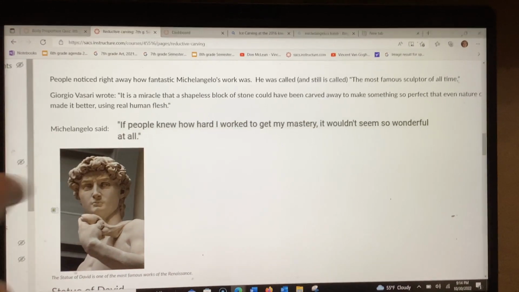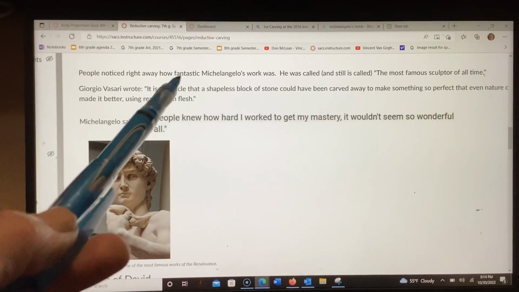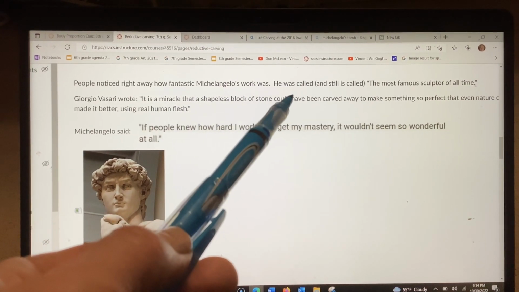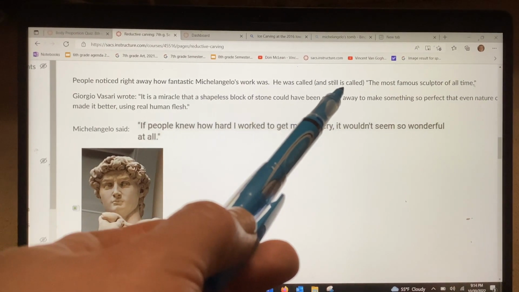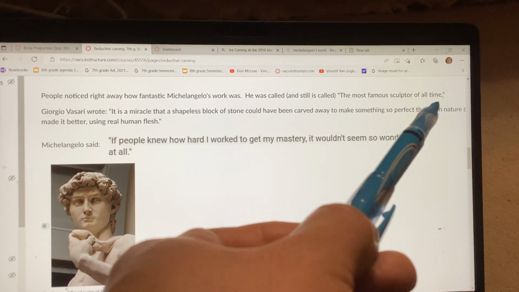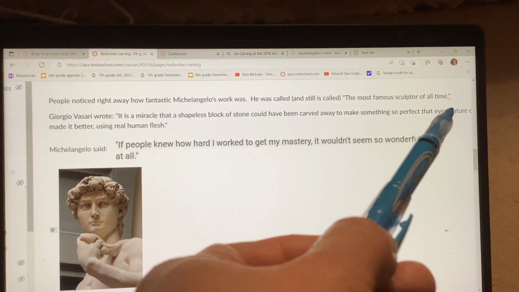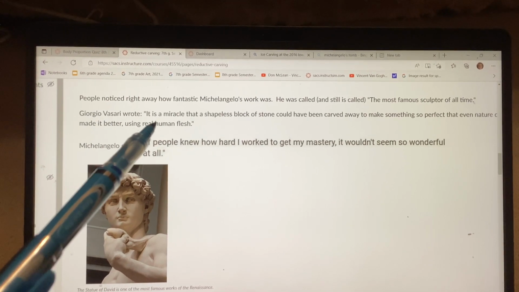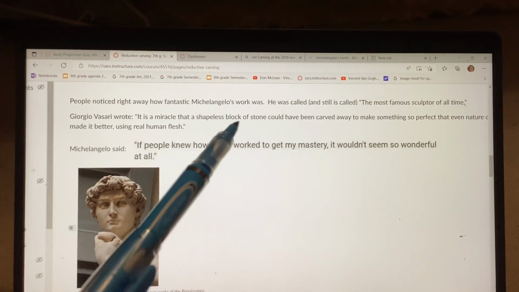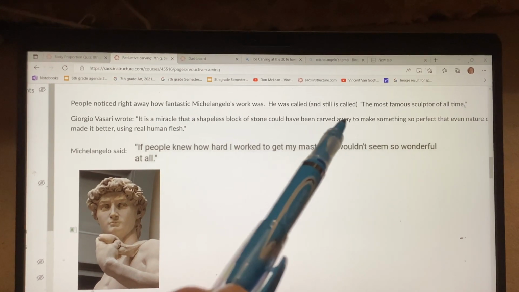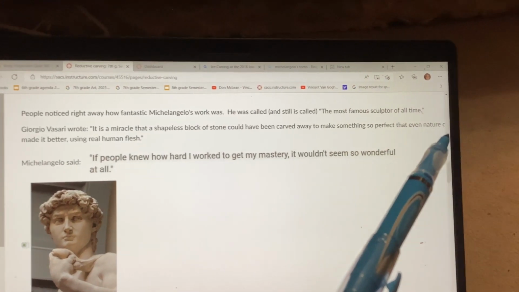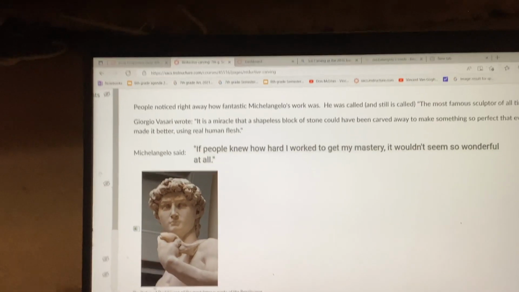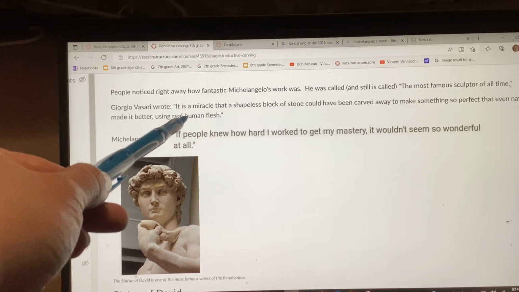Okay, people noticed right away how fantastic Michelangelo's work was. So this is starting when he was about 14 and moving on. He was called at that time, and is still called, the most famous sculptor of all time. That's amazing, like the best one who ever lived. This guy, Giorgio Vasari, wrote, "It is a miracle that a shapeless block of stone could have been carved away to make something so perfect that even nature could hardly have made it better using real human flesh."